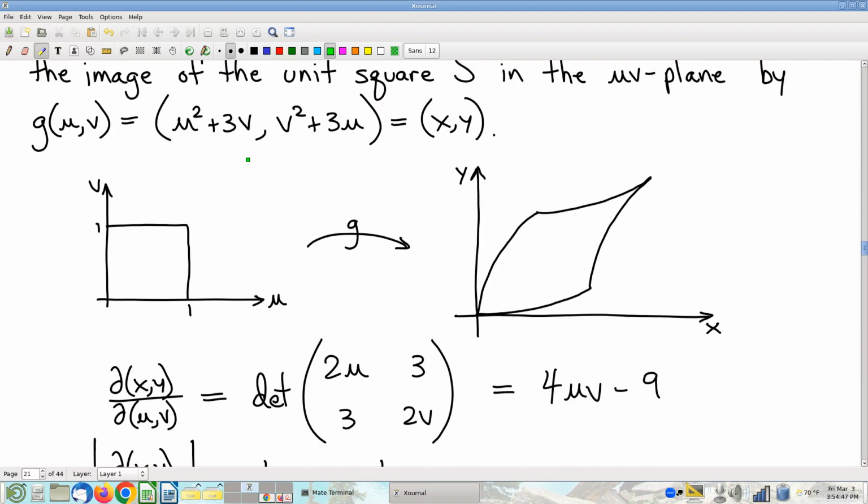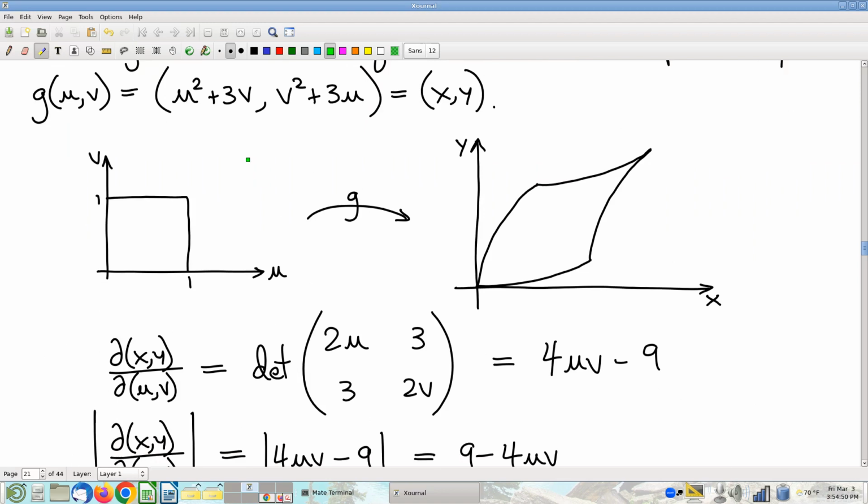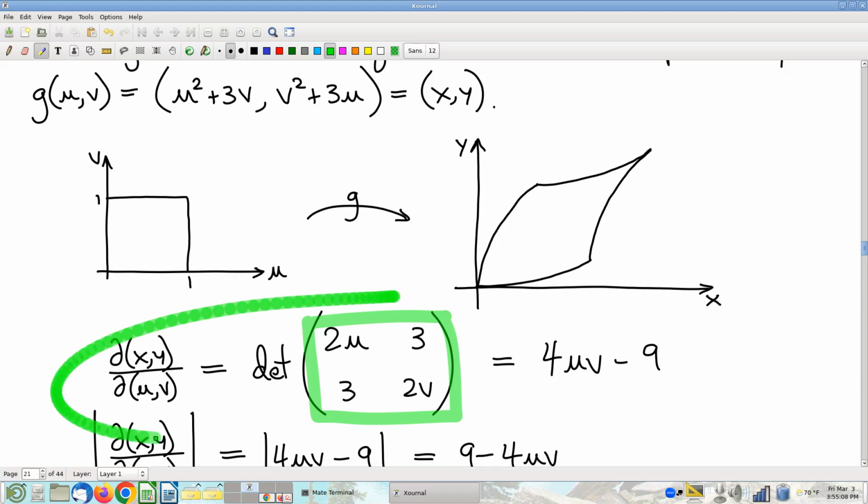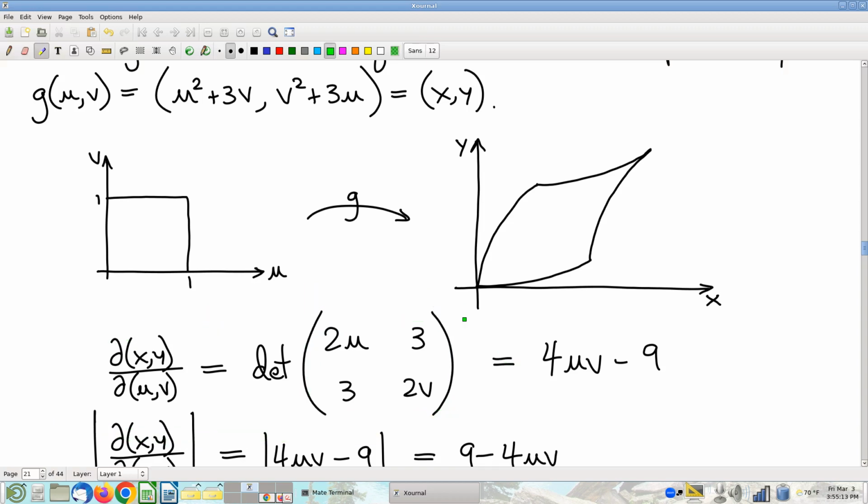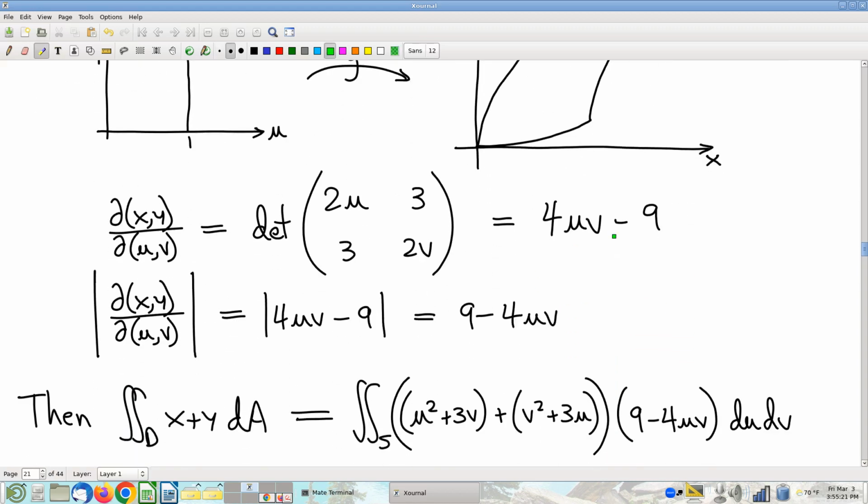And in order to be able to do that, notice I am going to need to compute my stretching factor. I'll start by computing the Jacobian matrix, aka derivative matrix. There it is. That's just the various partials, right? So u partials, v partials of x and y. We take the determinant to get what we call the Jacobian determinant, and that works out to be 4uv minus 9. Now, importantly, I do need to take the absolute value of that thing. The absolute value is important.